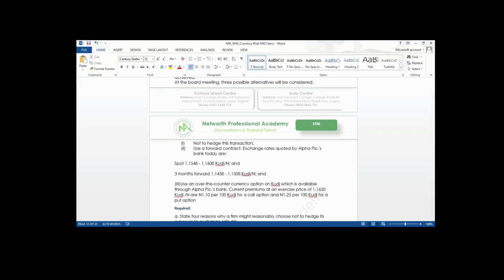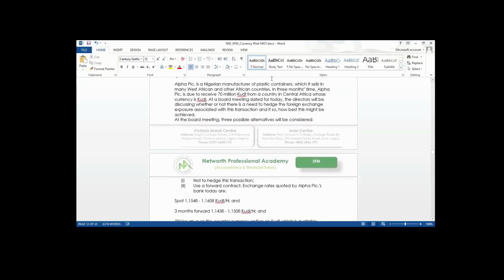Go to the whiteboard. So the first alternative is not to hedge this transaction. That means if we are not hedging, we are prepared to use whatever the exchange rate in 3 months. Our company is expecting inflows in Kudi in 3 months' time. We say we don't want to hedge. That means whatever the exchange rate in 3 months, that is the rate we are going to use.